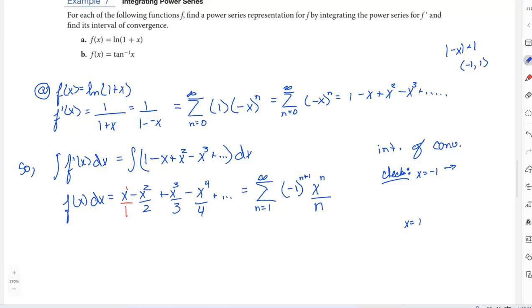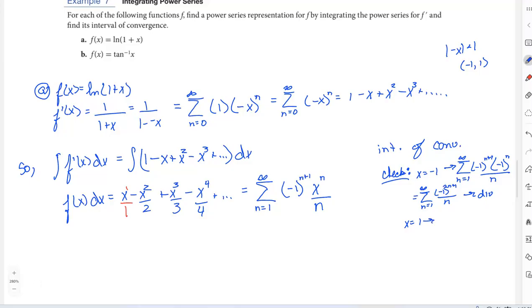When I plug in negative 1, I'm going to have the sum from n equals 1 to infinity of negative 1 to the n plus 1 times negative 1 to the n over n. When I multiply and have the same base, I add the exponents together, so 2n plus 1 over n. So this is the negative harmonic series, which is going to diverge.